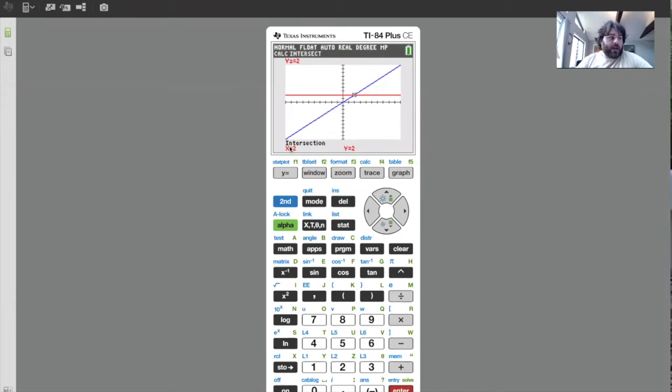So remember, anytime you come across any equation that you're trying to solve and you're not sure how to do it, or you just like this method, graph the left side, graph the right side, and find the intersection of the two lines. The x coordinate where they intersect is your solution.